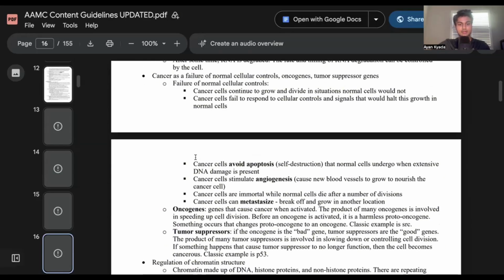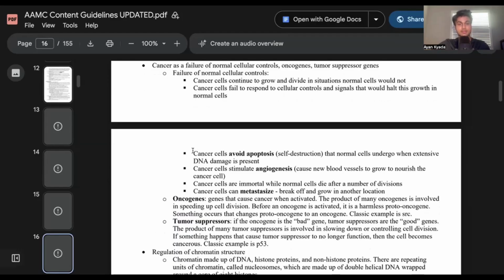And we already talked about how cancer cells can avoid apoptosis despite the extensive DNA damage. And the mechanism by which they achieve that, again, is by inactivating tumor suppressor proteins. But they can also stimulate angiogenesis. So now they can get blood vessels to grow to the actively dividing cell, giving it the proper oxygen, the nutrients, the blood that it needs to continue growing at this very quick rate.